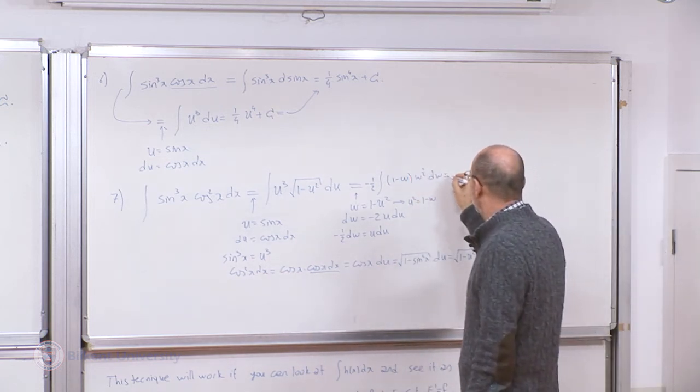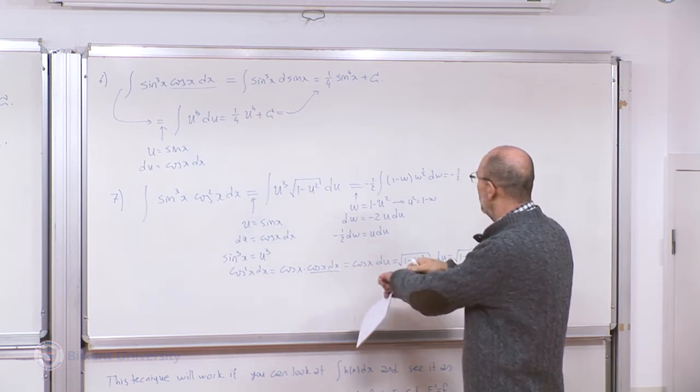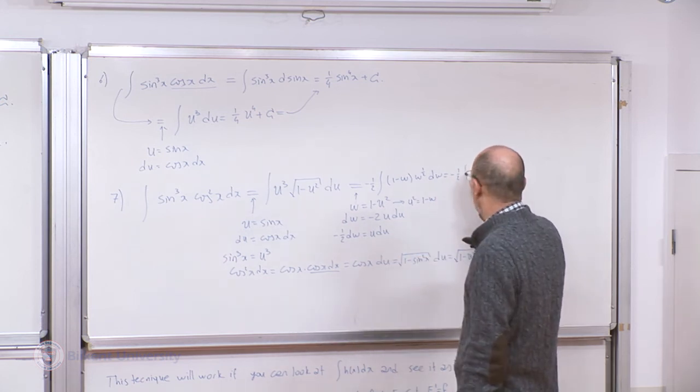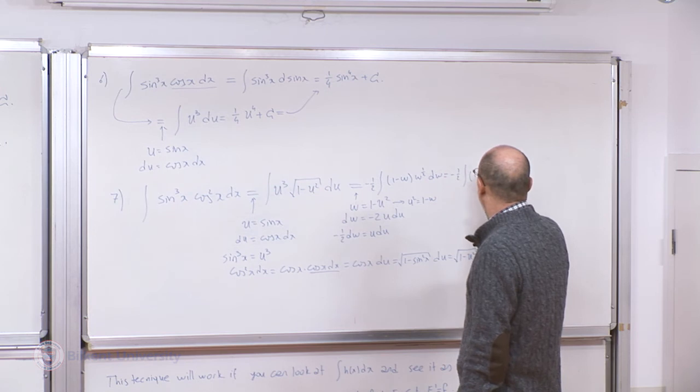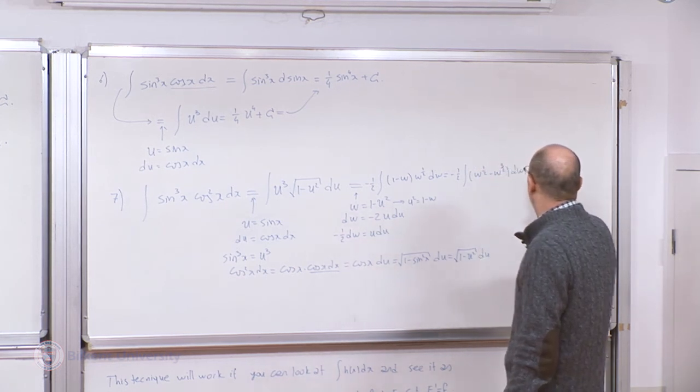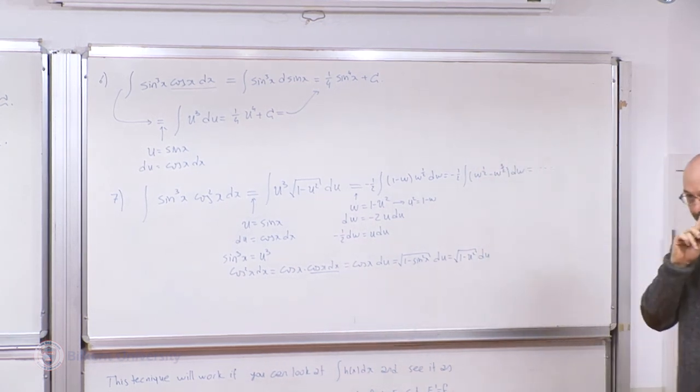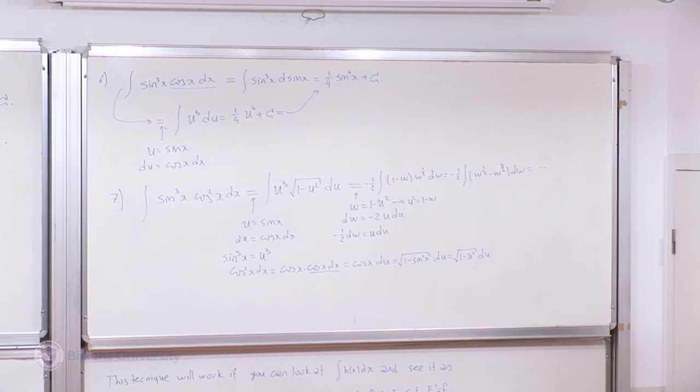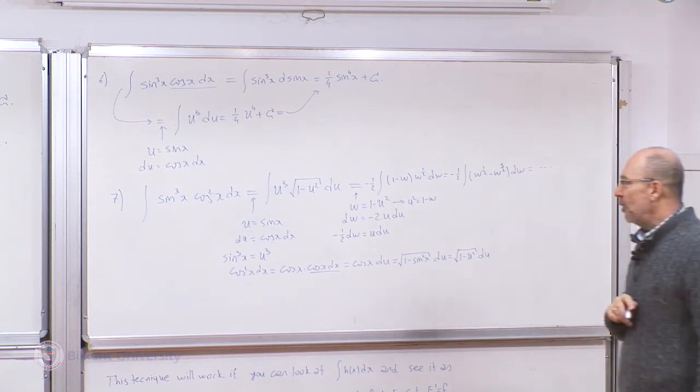Okay, so this is easy. I will not do this because I'll show you an easier way. We have time for this. So this is w to the 1 over 2 minus w to the 3 over 2 dw. Okay, so now it's easy. So we managed to do this, but let's try something else.